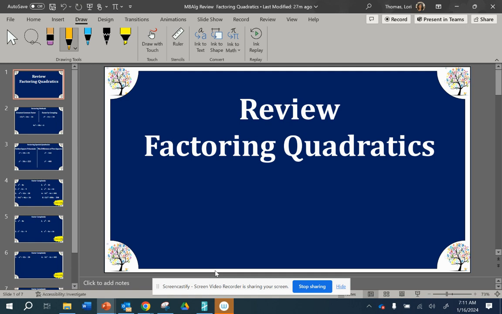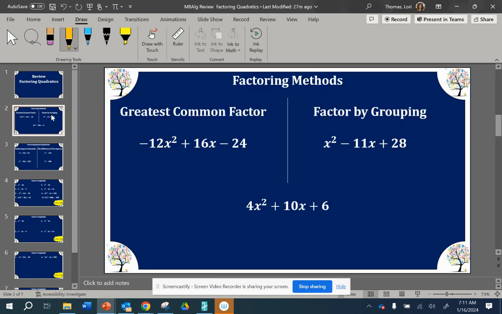Okay, let's review factoring quadratics. We must know how to factor quadratics before moving into our next lessons of solving quadratics. So let's go through a few examples together. Our first one, we have negative 12x squared plus 16x minus 24.